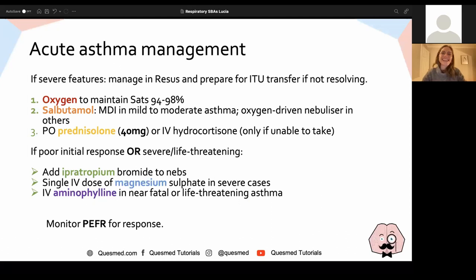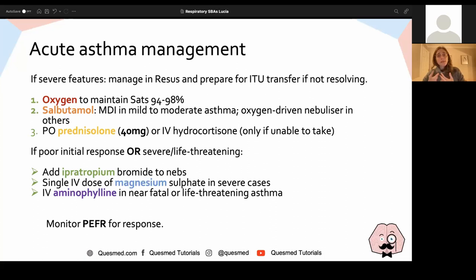The main things you really should be thinking about is, if this patient is very sick, they should be managed in resus. Very important, anything that's above sort of severe asthma attack should be managed in resus, and start preparing as to whether this patient should really go to ITU. So most patients will receive oxygen one way or another if they're quite unwell, and again, maintain target sats above 94. Then what you do is give them salbutamol.